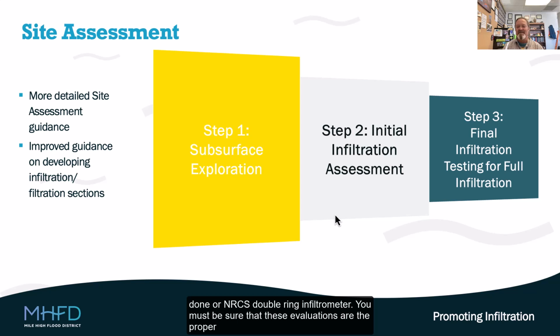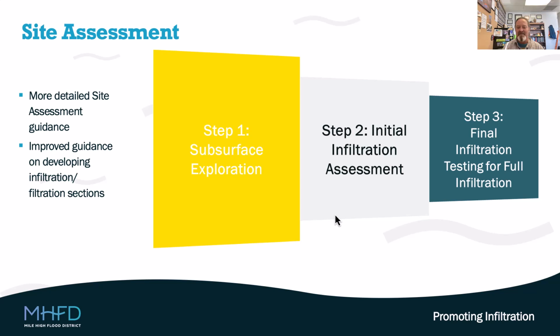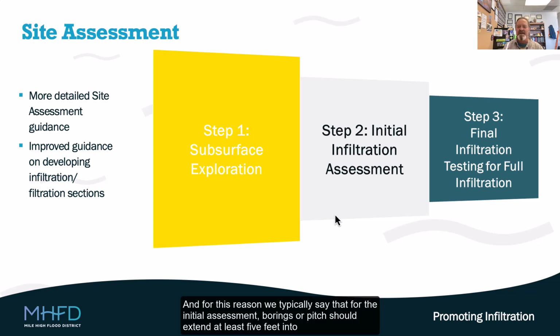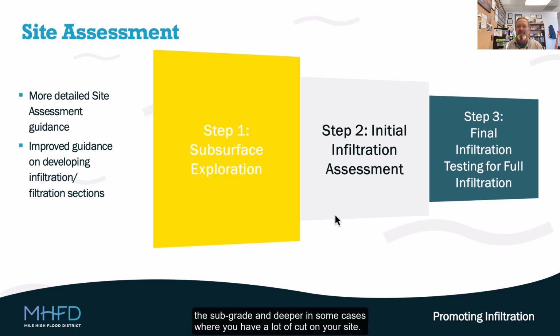You must be sure that these evaluations are at the proper elevations for evaluating the SCM subgrade, or else you're going to get results that don't really mean a whole lot. And for this reason, we typically say that for the initial assessment, borings or pits should extend at least 5 feet into the subgrade, and deeper in some cases where you have a lot of cut on your site.